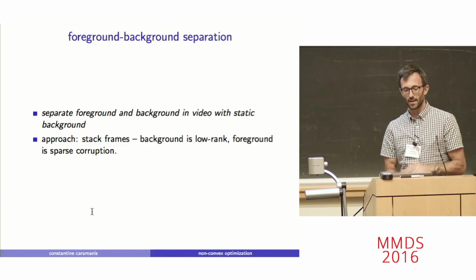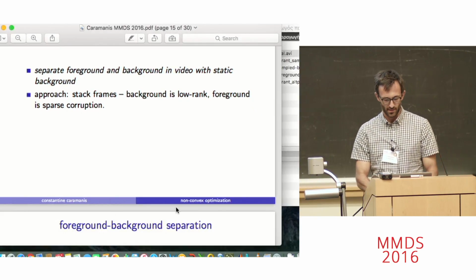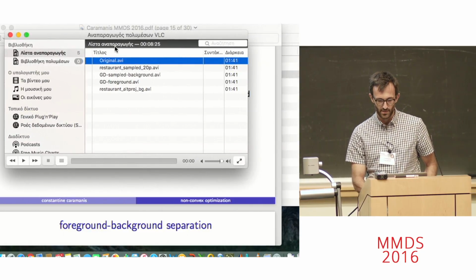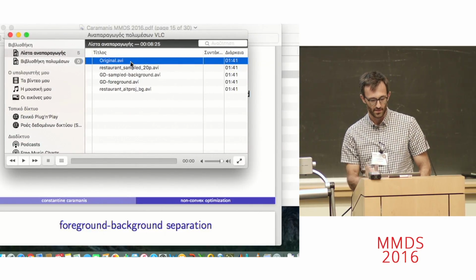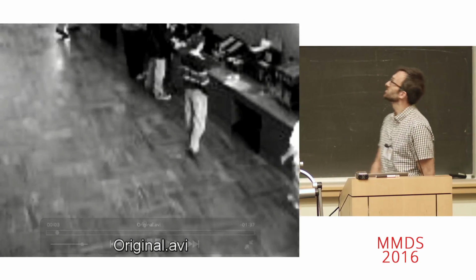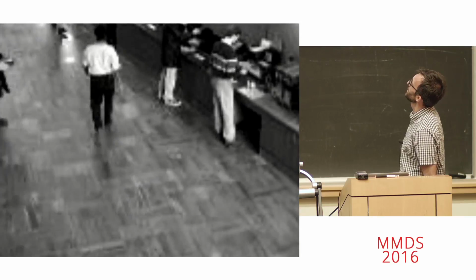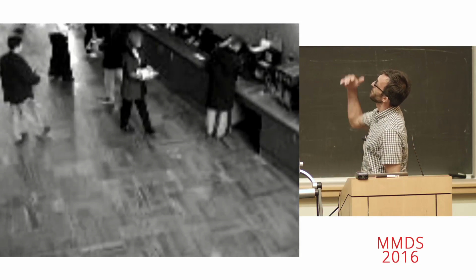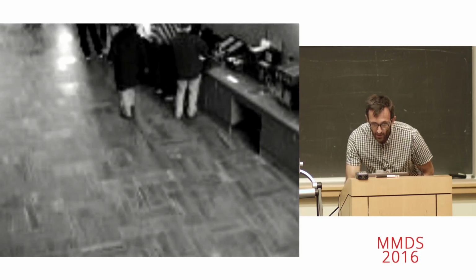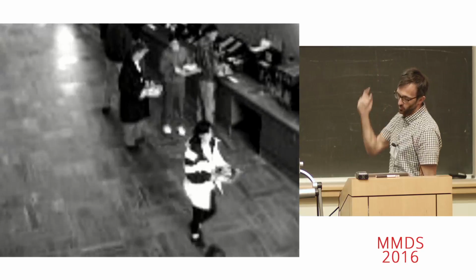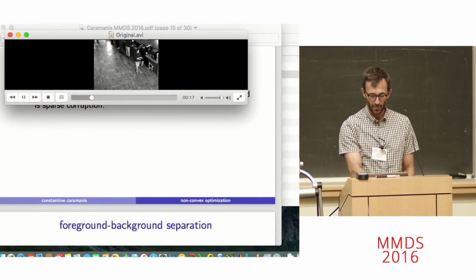Okay, so we can try to apply this and recover the results. I made a little video of this to show you how this works. You may have seen this, it's a standard video. This is the original. Does it show? Yeah, so this is a surveillance video of a restaurant scene. The background is the counters and floors, and then the sparse perturbation is the people moving around.